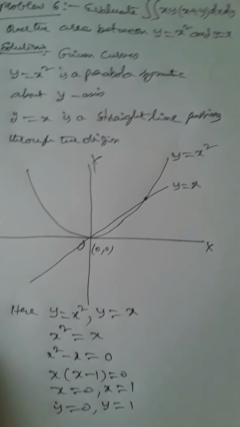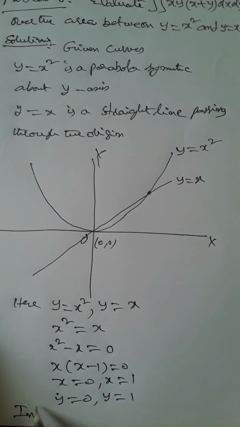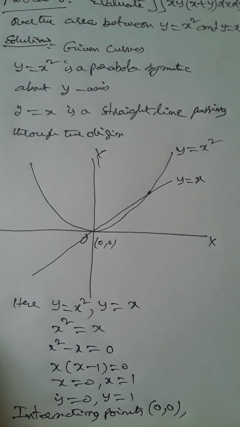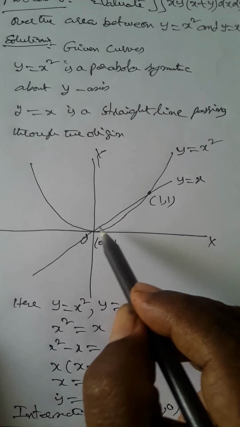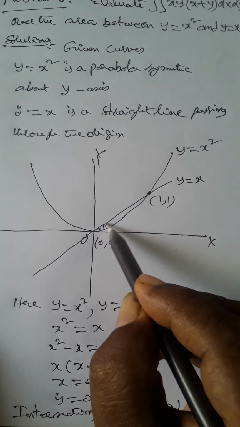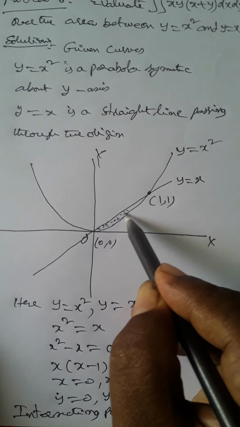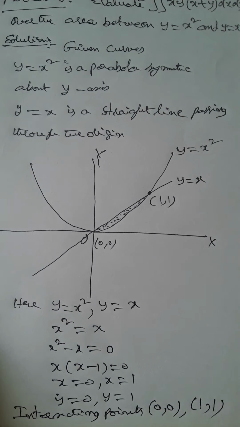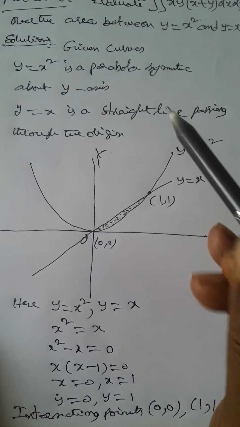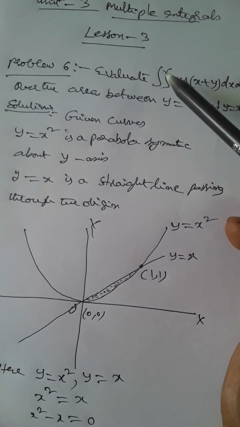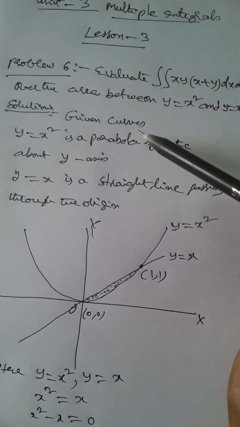So intersecting points are 0, 0 and 1, 1. So this is 1, 1. We have to observe this area between the parabola and the line y is equal to x. Now there are no limits in the given problem. We have to write limits.